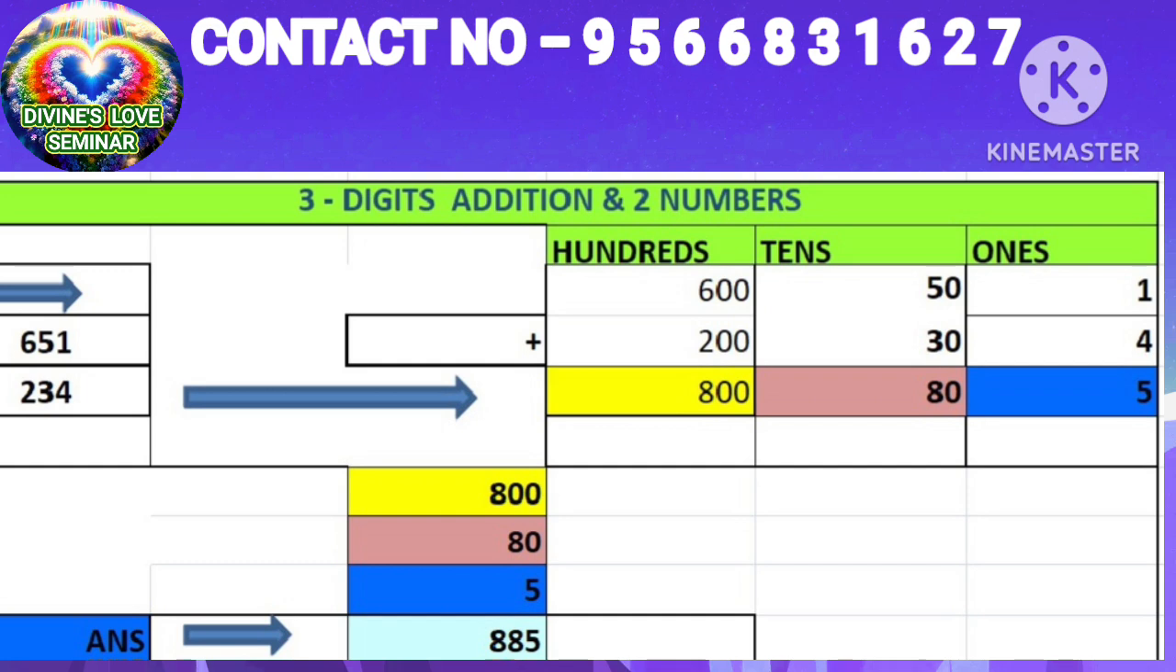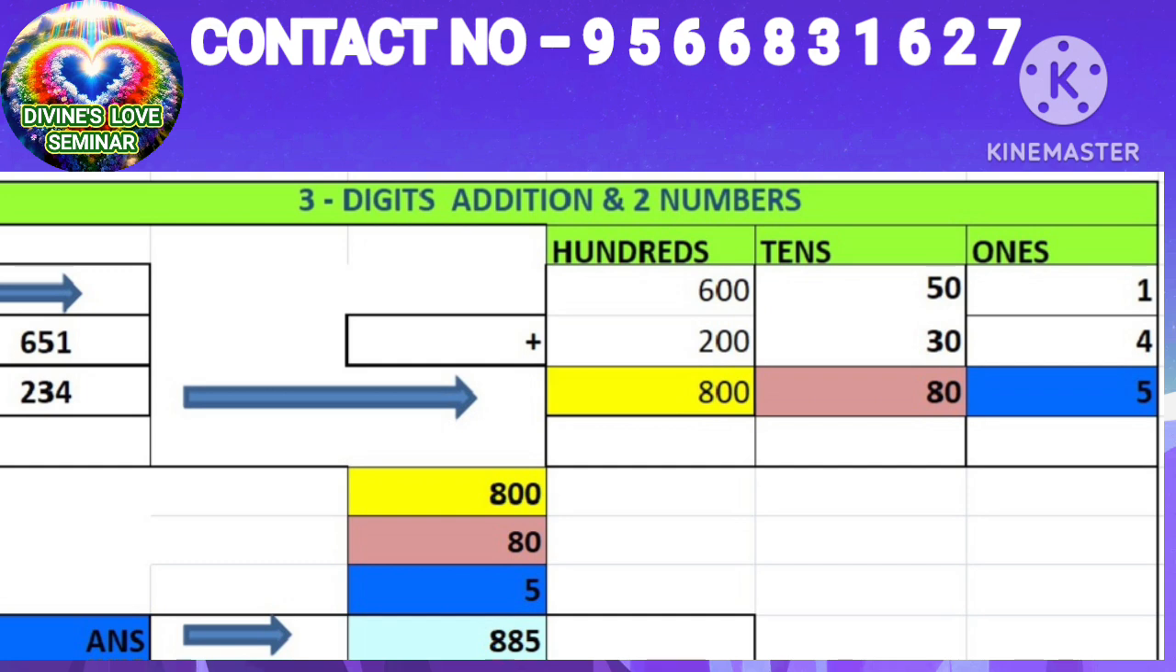Sum: 3-digit additions. Okay. 651 plus 234. Hundreds place: 600 plus 200, the answer is 800. Tens place: 50 plus 30 is 80. It is a tens place answer. Ones place: 1 plus 4 is 5. Okay. Answers all highlighted in colors: hundreds place, tens place, ones place answers.